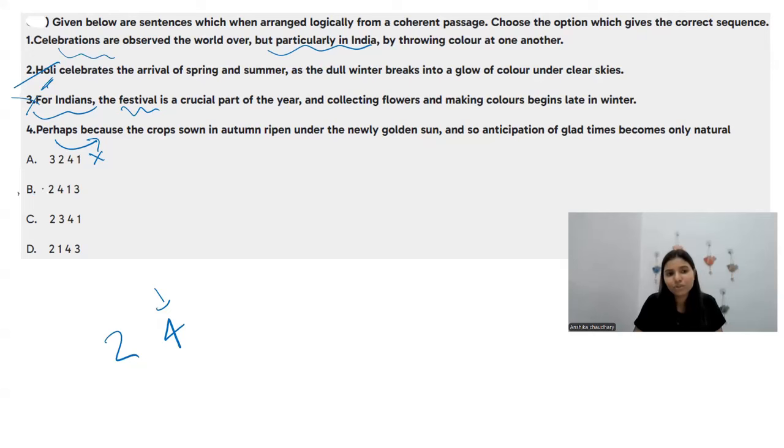Now we have easily identified that 2, 4, 1, 3 will be the answer. Let's have a quick check. "Holi celebrates the arrival of spring and summer as the dull winter breaks into a glow of color under clear skies. Perhaps because the crops sown in autumn ripen under the newly golden sun, and so anticipation of glad times becomes only natural. Then celebrations were observed the world over, but particularly in India, by throwing color on one another." Here we have specified India, then we will specify Indians, right? So at last we have to specify Indians, and it will be the right ordering of the sentences: 2, 4, 1, 3. I hope it is clear to you.